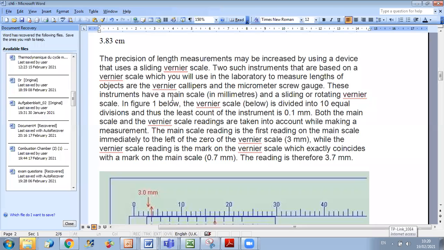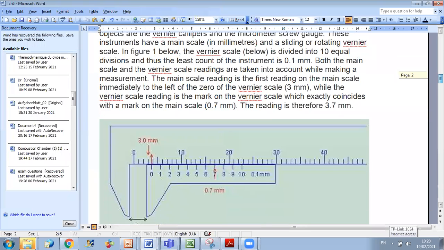These instruments have two scales: a main scale in millimeters and a sliding or rotating Vernier scale. In this case, for example, this figure shows a linear Vernier scale, as you can see. The main scale reading will be the first reading just to the left of the zero of the Vernier scale. So here, if you look at this figure, this is my main scale. And this is the Vernier scale.